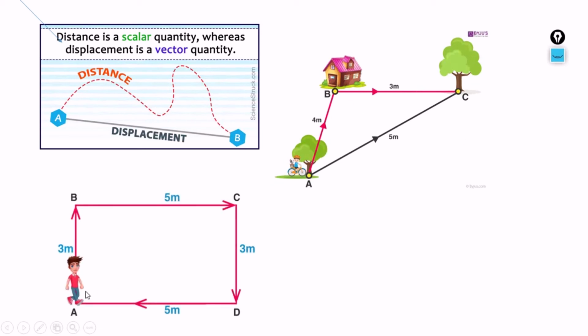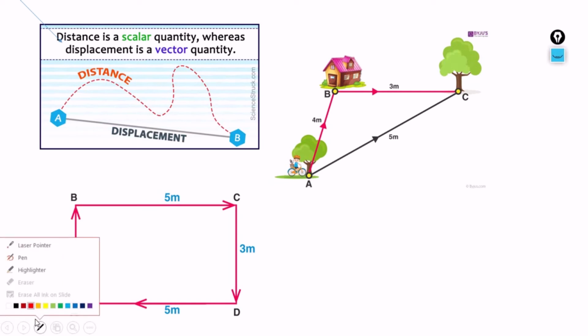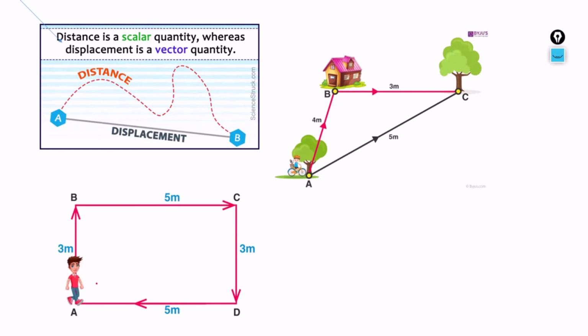Look at another example. Now this boy starts from here, moves, and comes back to the same place again. How much displacement here? That is the start point and that is the end point. Both of them are the same, the end and the start, so the displacement here is 0. Yes, the displacement in this drawing is 0, because he starts and ends at the same point.